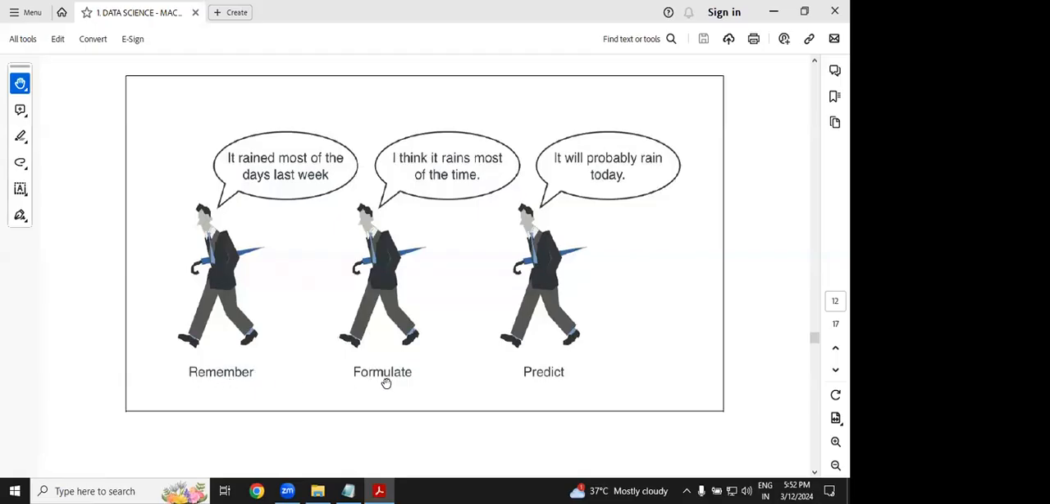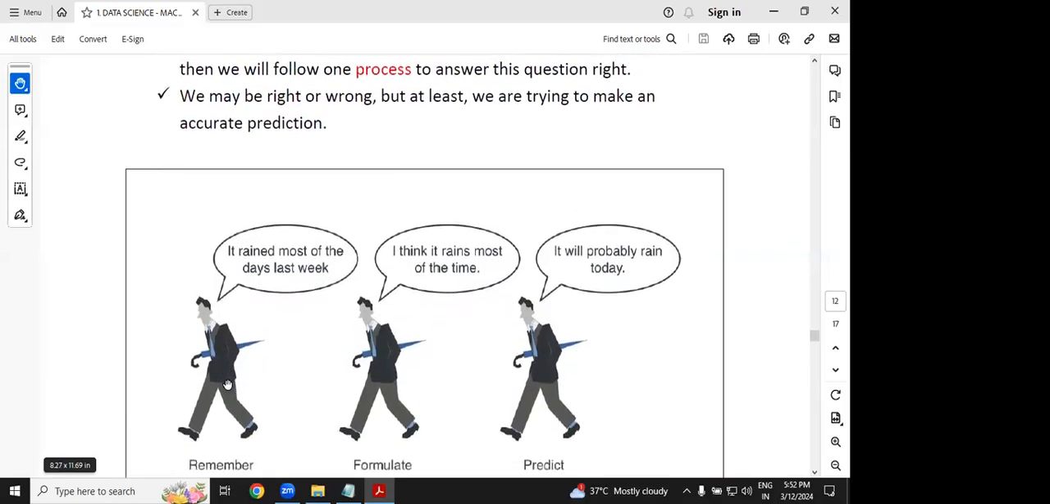Next one is formulate. Next one, predict. Same thing: whenever you give data to a machine learning algorithm, it will remember the data, and in the backend it will create some formulas. It will apply those formulas over the new data. Are you with me? Good. This is the kind of theory.